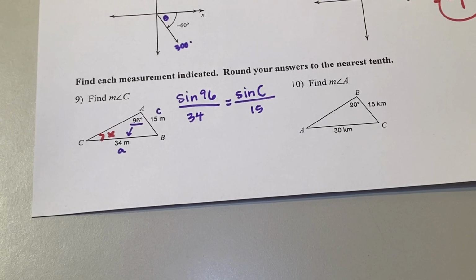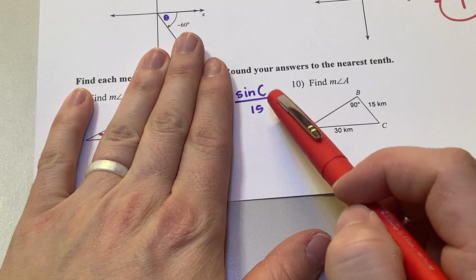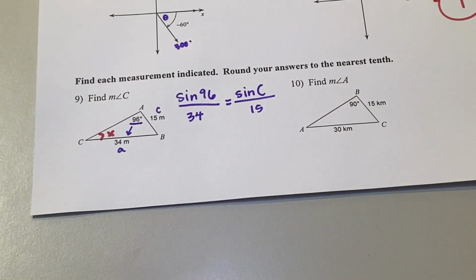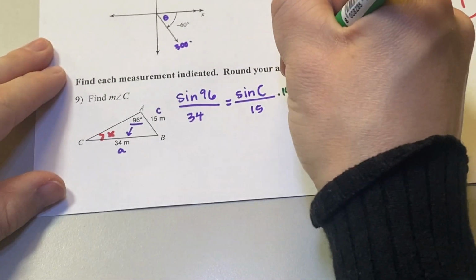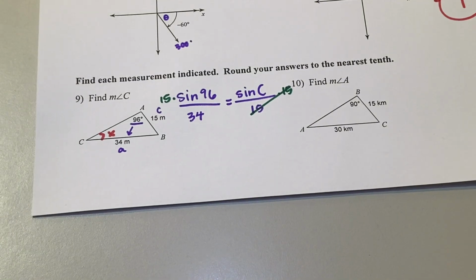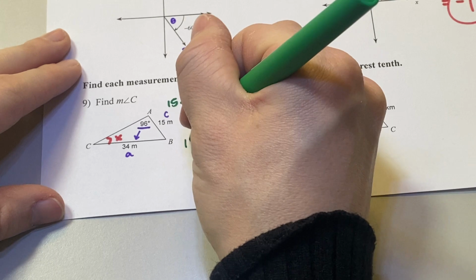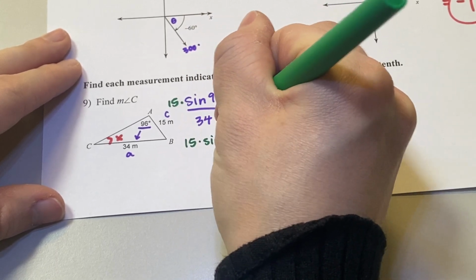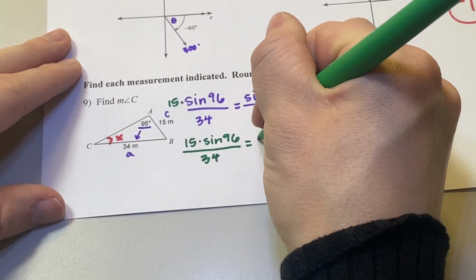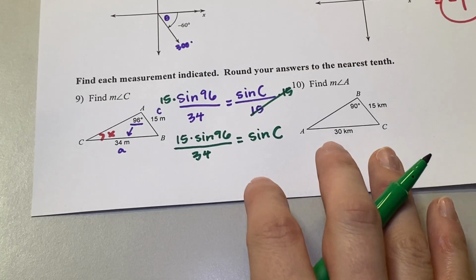Okay, so look at our side with our C. Which is farthest from the C? Which do I need to get rid of first, the sine or the 15? 15. Good job. What's the opposite of divide by 15? Multiply by 15. Boom. There's our first step. So on this side, I'm going to write this whole thing out. 15 times sine of 96 divided by 34 equals sine of C. It's a little prettier when I write it all out.